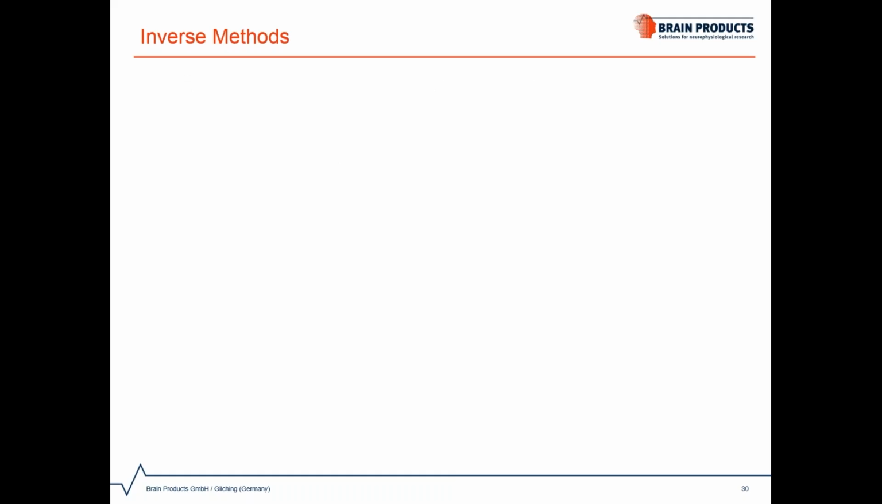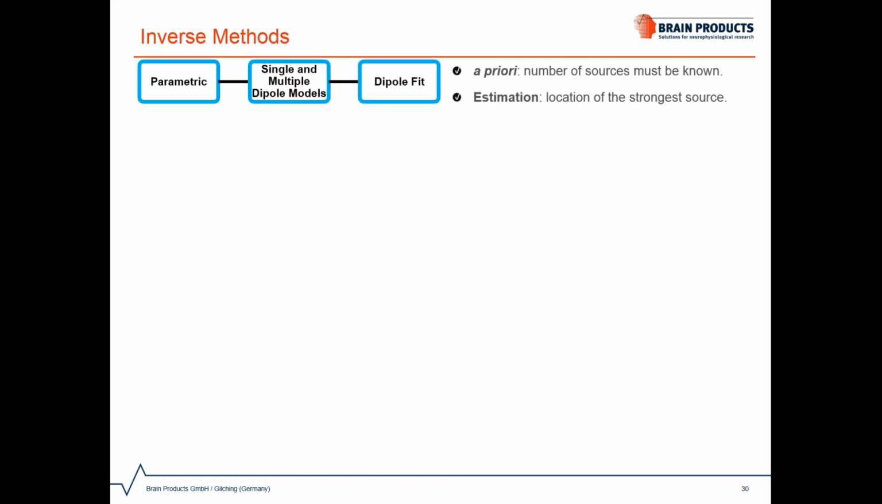There are various inverse methods. The first category is known as the parametric approach. It is based on single and multiple dipole models. Dipole fit is one of the very first inverse modeling algorithms that is grouped under the category of parametric approach. The main assumption here is that the number of sources must be known a priori. This approach enables you to estimate the location of the strongest source.